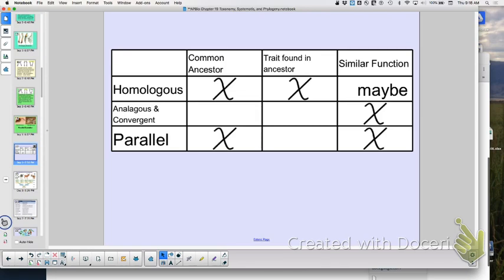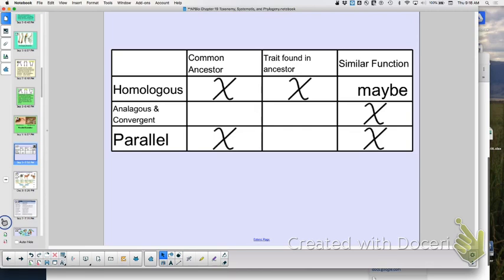Yeah, the X is what they share, right? The X is the true statement. Okay, so I didn't want to confuse you in any way.